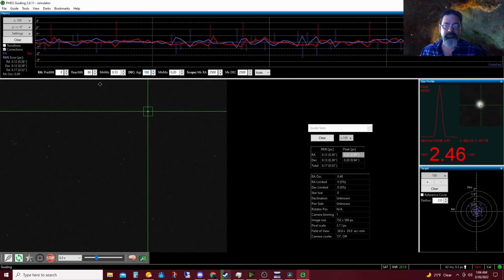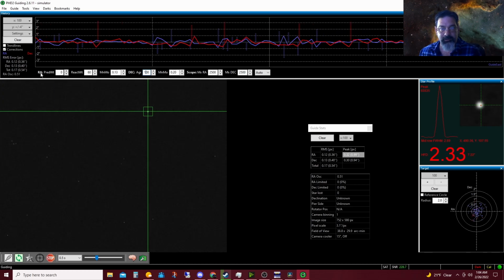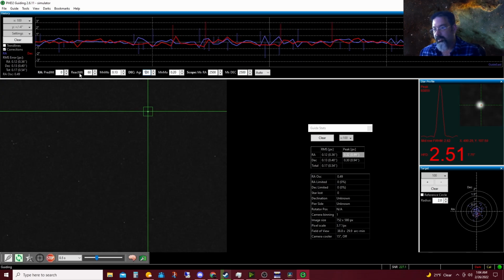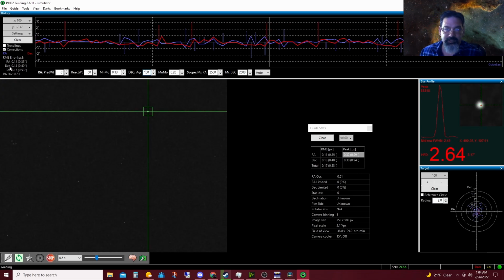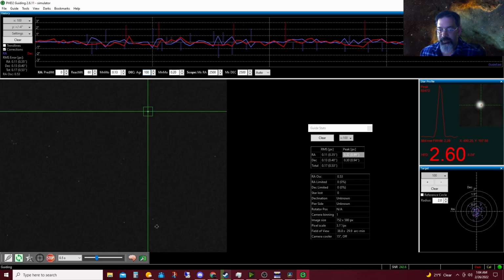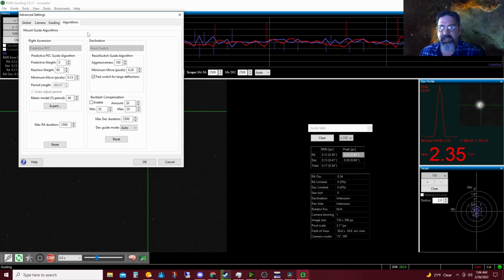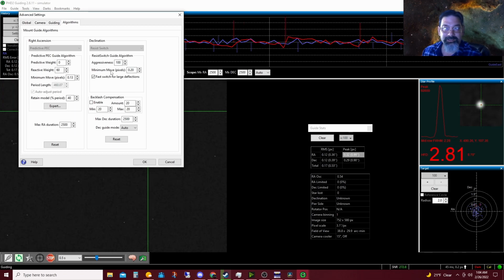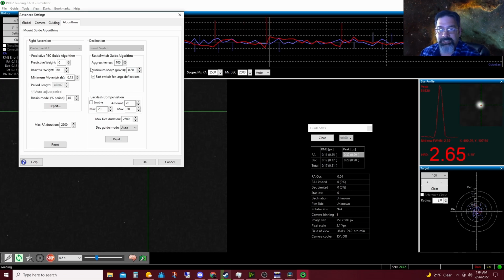So we haven't set our predictive PEC weight, or our prediction weights, and we're not going to just yet. For Dec on an AVX, we want to have a large leeway, because to be truthful with you, under the algorithms, Resist Switch is what you want to be using, and you really don't want to be making very many corrections in Dec at all. And some people actually even turn Dec off. I mean, that's doable.